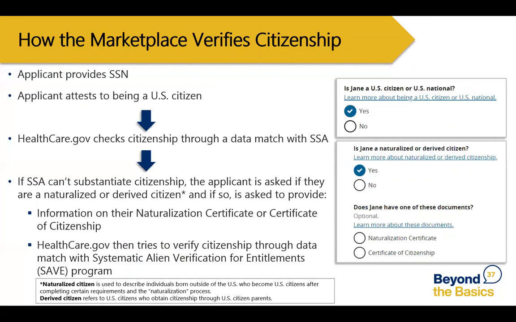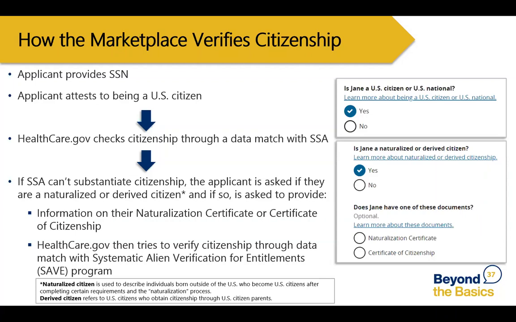Applicants will attest to being a US citizen. They'll be asked, is Jane, who is our applicant in this scenario, a US citizen or national? If she says yes, then sometimes that's the end of the questions, because healthcare.gov will do a data check with the Social Security number, and if all is good, then they just keep on moving on.